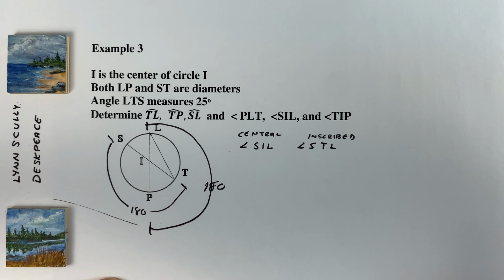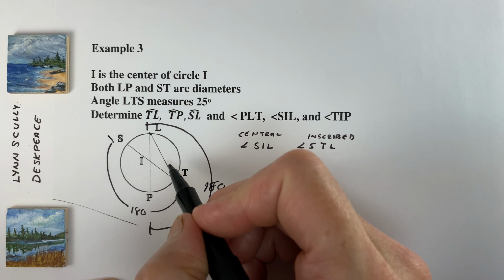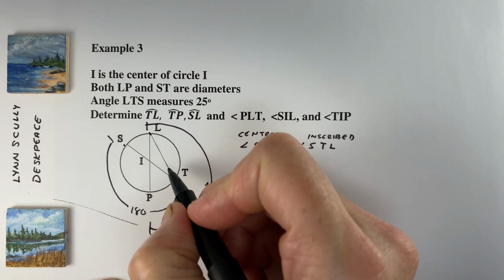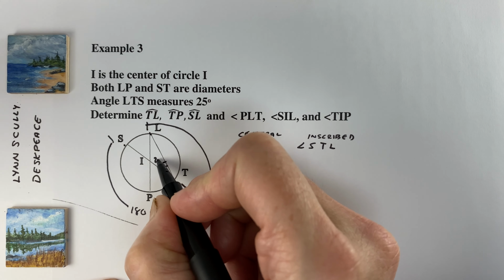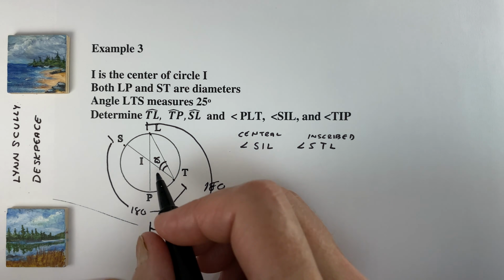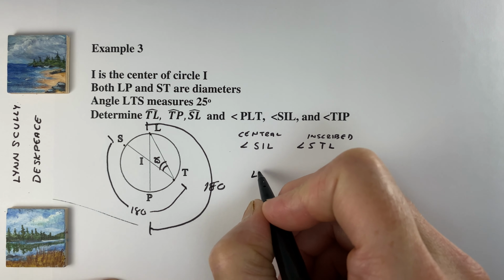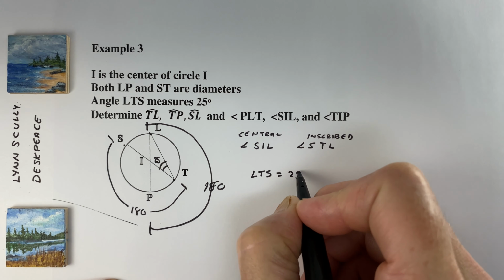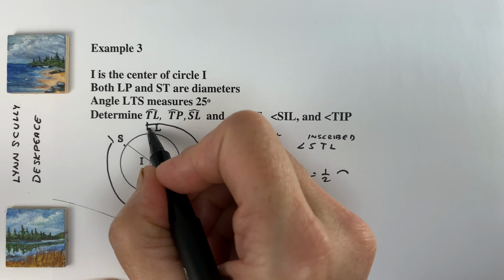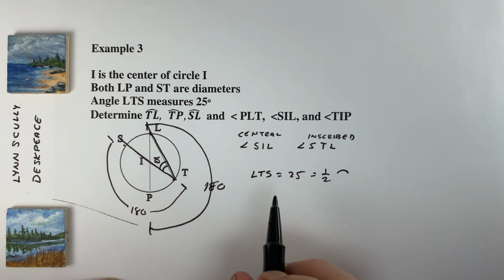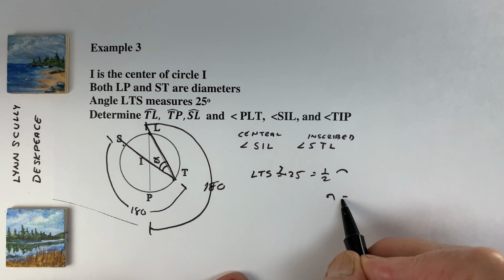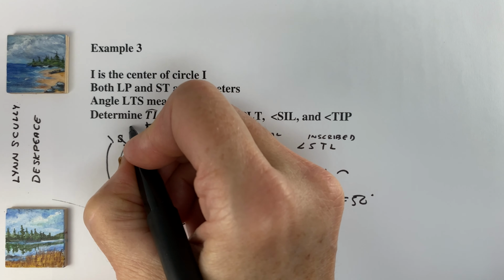Okay, angle LTS measures 25 degrees. This angle is 25. So I think I want to determine everything here. If this angle LTS is 25, it equals 1/2 of the arc it subtends. Read between the lines. So if this is 25, bring up the 2, then I get that this arc is 50 degrees. I'm going to write it here.